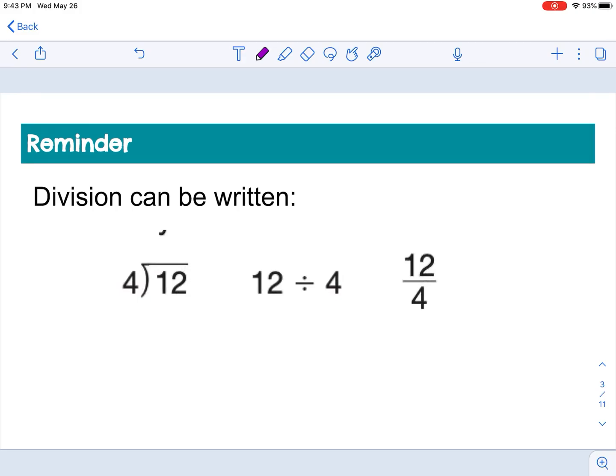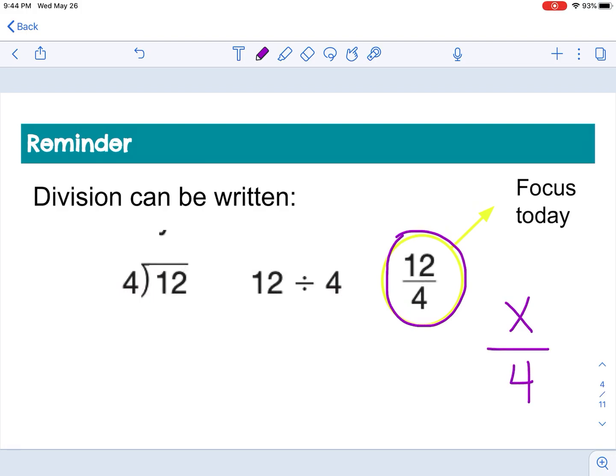So I want you to take a minute just to look at our 3 different symbols. Each of these expressions means 12 divided by 4, but we're using 3 different ways to write it. When we use algebra, we're going to be writing it in this way that's circled with the fraction bar. So 12 divided by 4. Or if we're using a variable, we might say x divided by 4 or m divided by 4 or whatever we're dividing by.